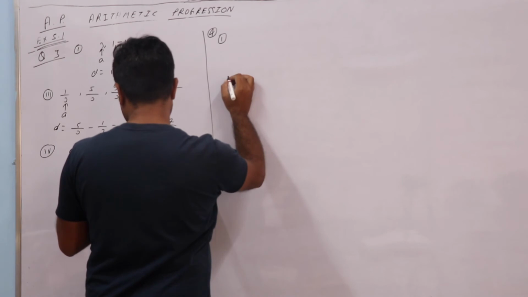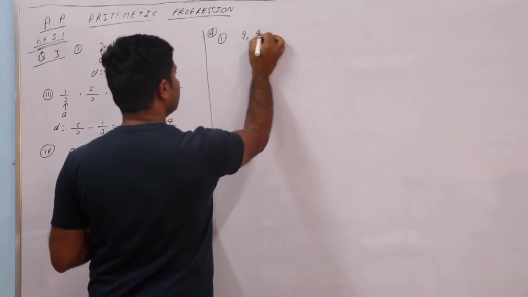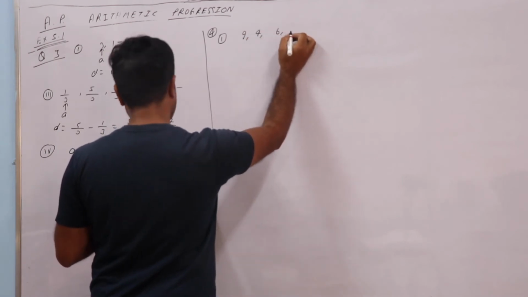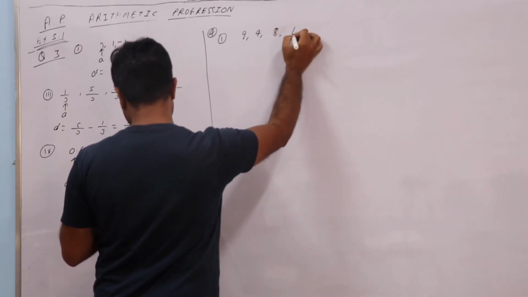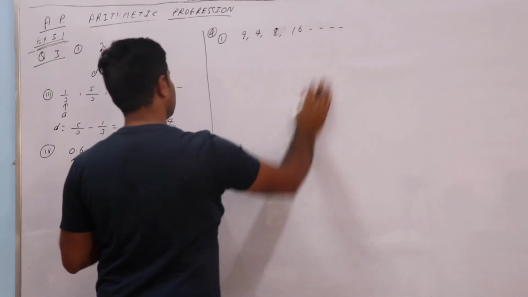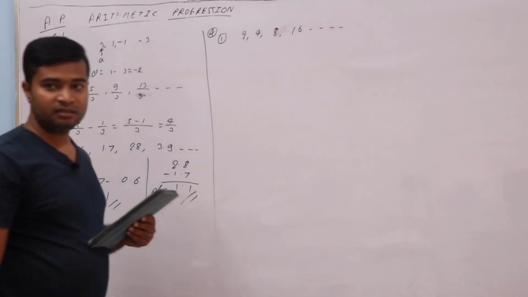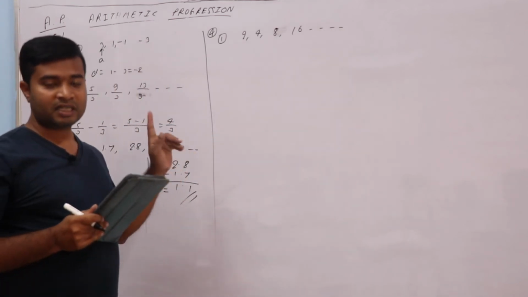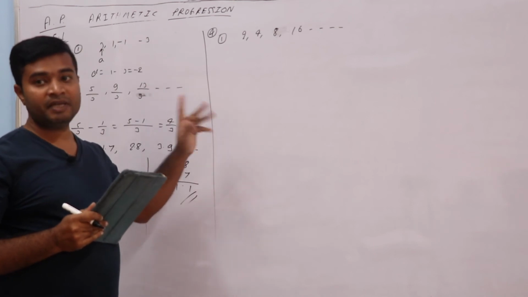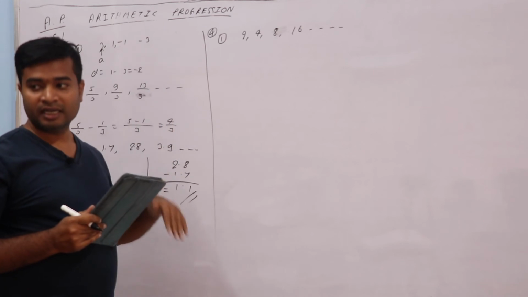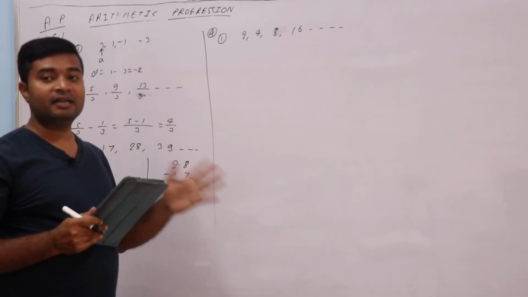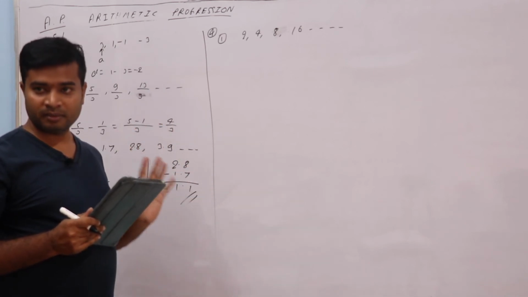So, question number 4, part 1. What is it saying? 2, 4, 8, 16, and so on. It is given like this. Remember the question: first asking, is this an AP or not? If it is an AP, write the next 3 terms. Remember the question?